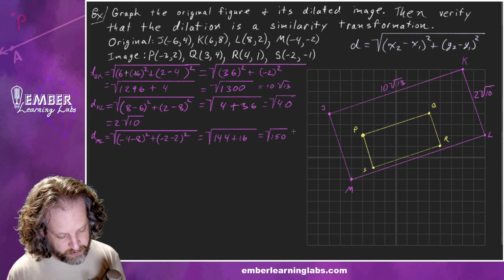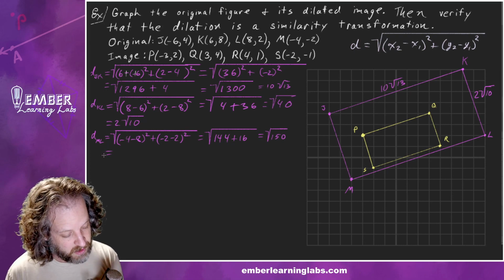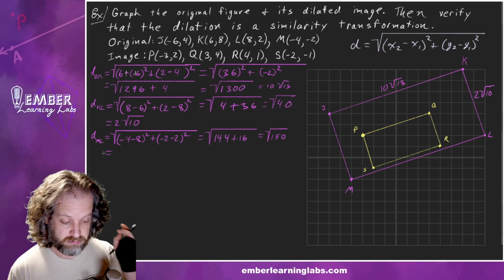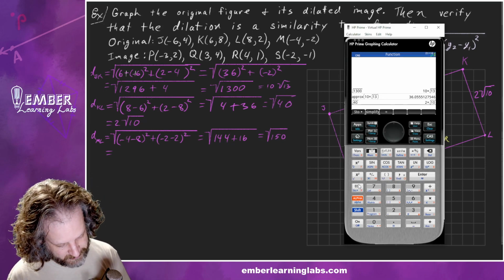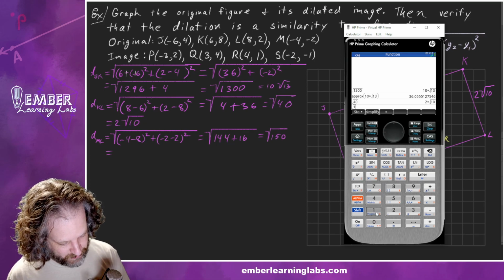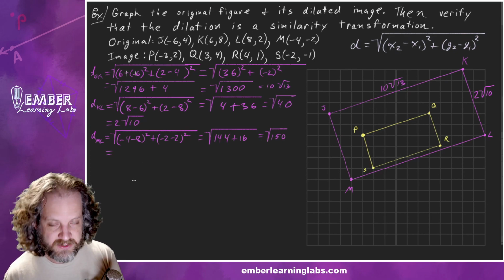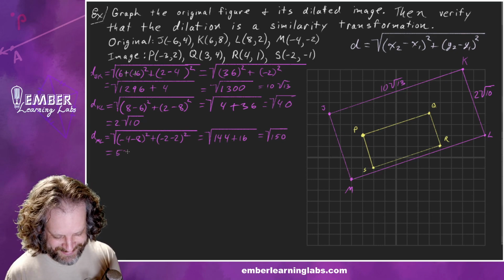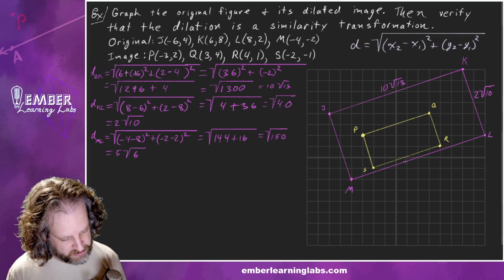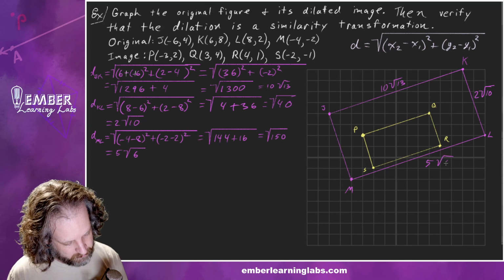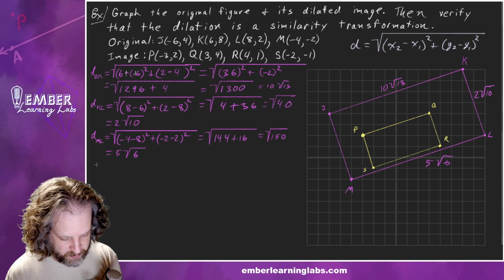160, which, if we put in our calculator... I don't know. My brain is broken. I'm tired. Square root of 160. It's definitely going to reduce. Yeah, 4 times the square root of 10. It's all going to be okay. Great. So that was this one. Okay. Then this guy. Distance between J and M.